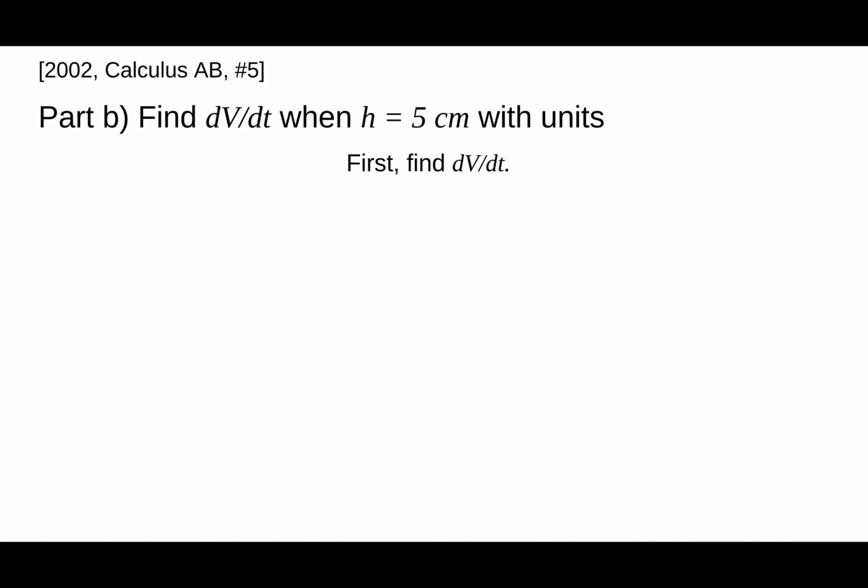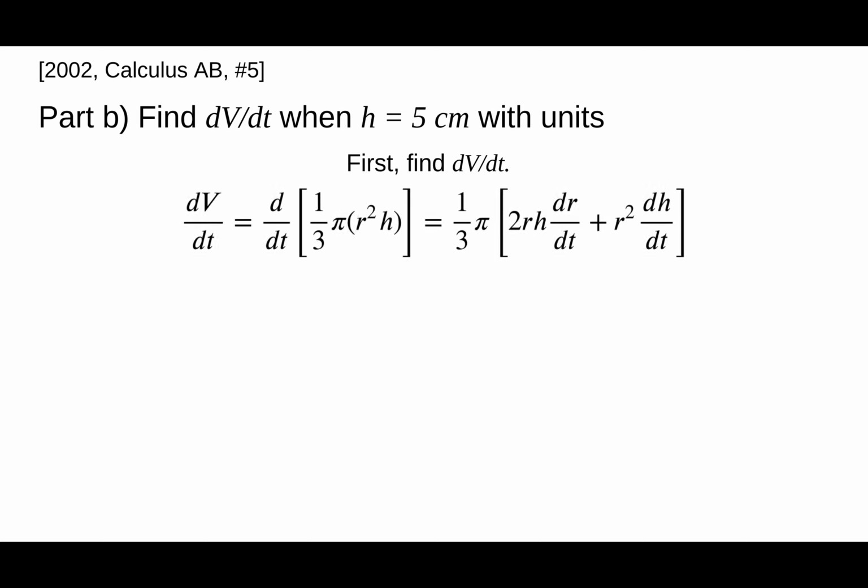We will need that in order to find an expression for dr/dt. First, we take our volume formula and differentiate it with respect to t. dV/dt is the derivative of the volume formula, 1/3 pi r squared h. Notice that because r and h are both implicitly defined functions of t, we will need to use the product rule to calculate this derivative. So the derivative would be 1/3 pi times (2rh dr/dt plus r squared dh/dt).